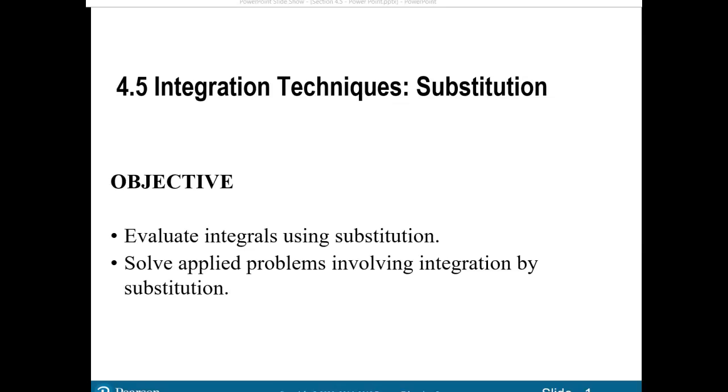In this video, we're going to cover section 4.5, learning a technique of integration called substitution. The objective here is to evaluate integrals using the substitution method and then to solve applied problems by using that method.